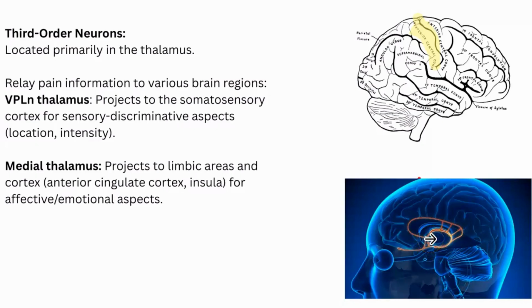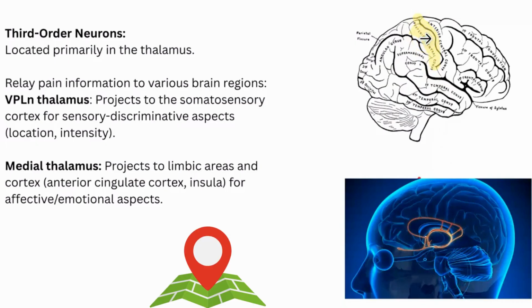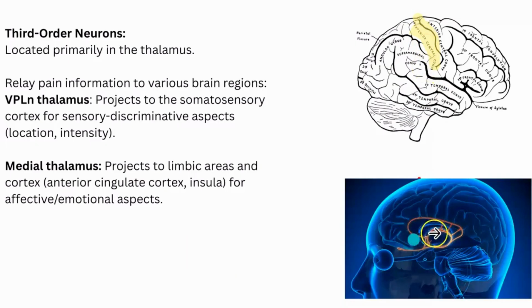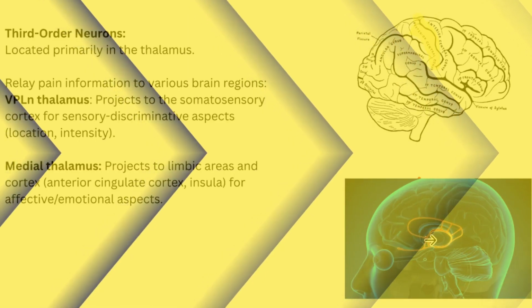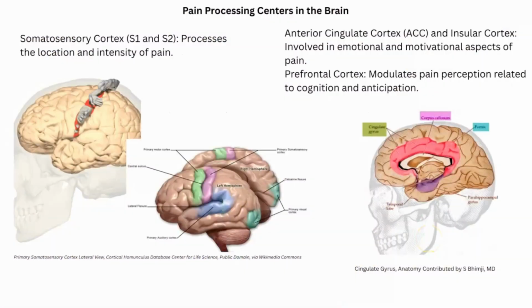So the pain pathway projects one to the somatosensory cortical area, another one is to the emotional area or the limbic lobe. So the somatosensory area will give us the idea about the location and intensity of the pain, and the limbic area will be dealing with our behavior and emotion towards this pain. This is for your further understanding.